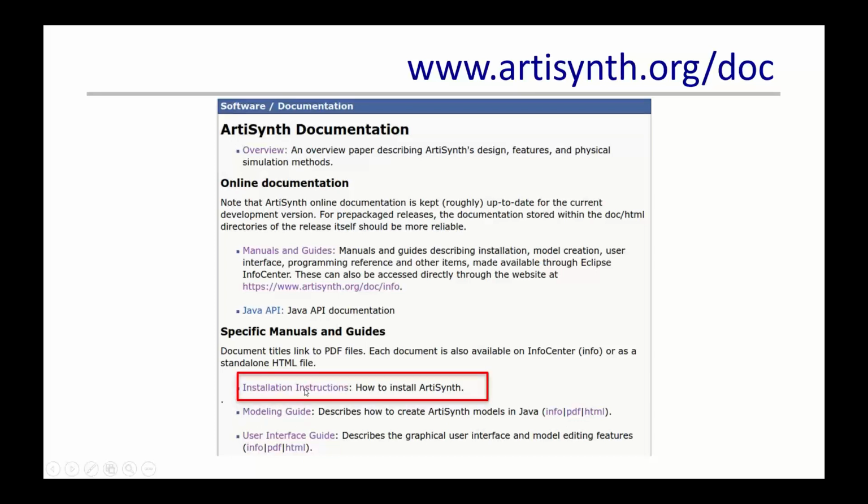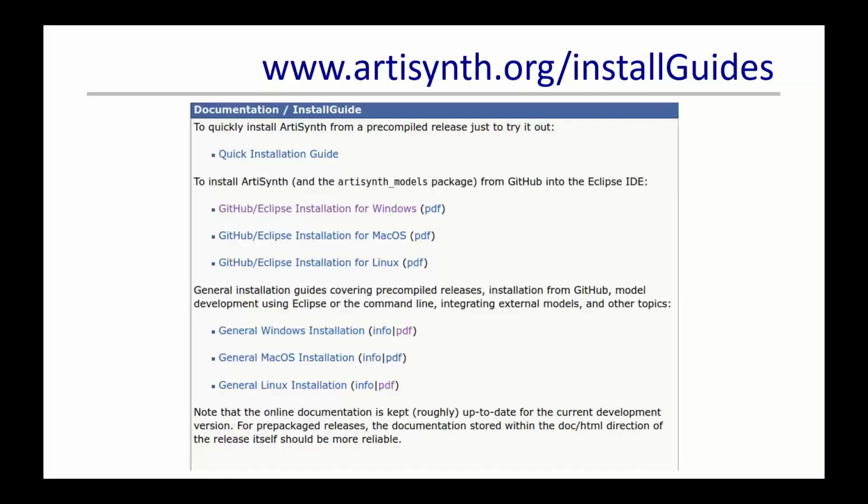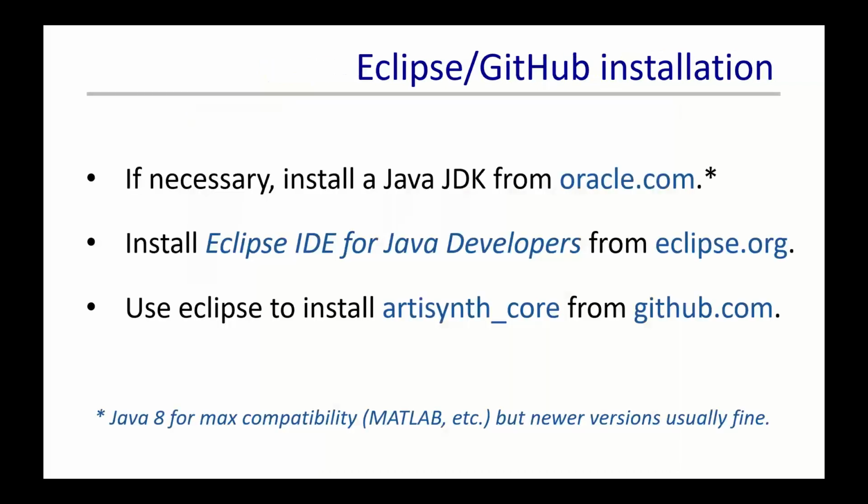And then for purposes right here, there are installation instructions. If you go to that page, you'll see a number of links to different install guides for different types of configurations. And the one we're going to do here is the GitHub Eclipse install for Windows. So what we're going to do is install ArtiSynth directly from GitHub into the Eclipse IDE.